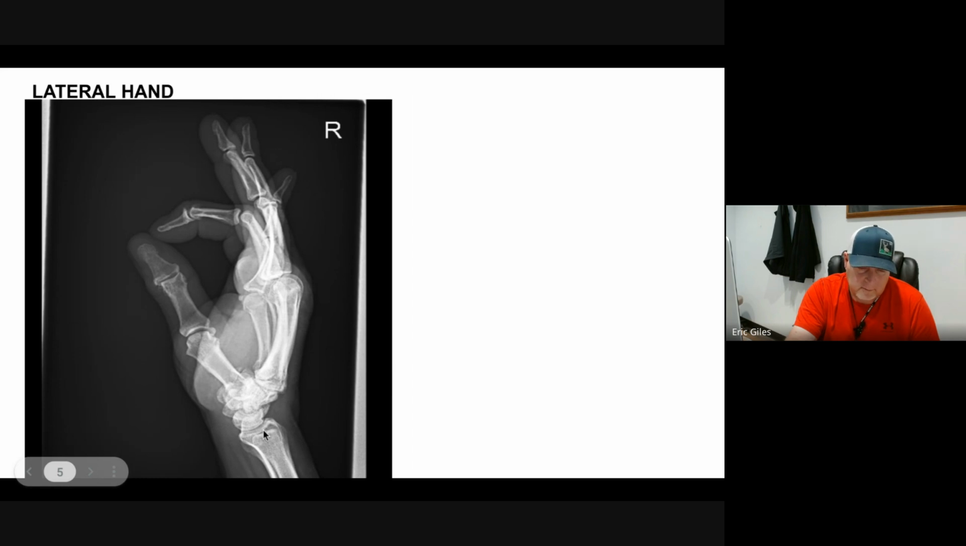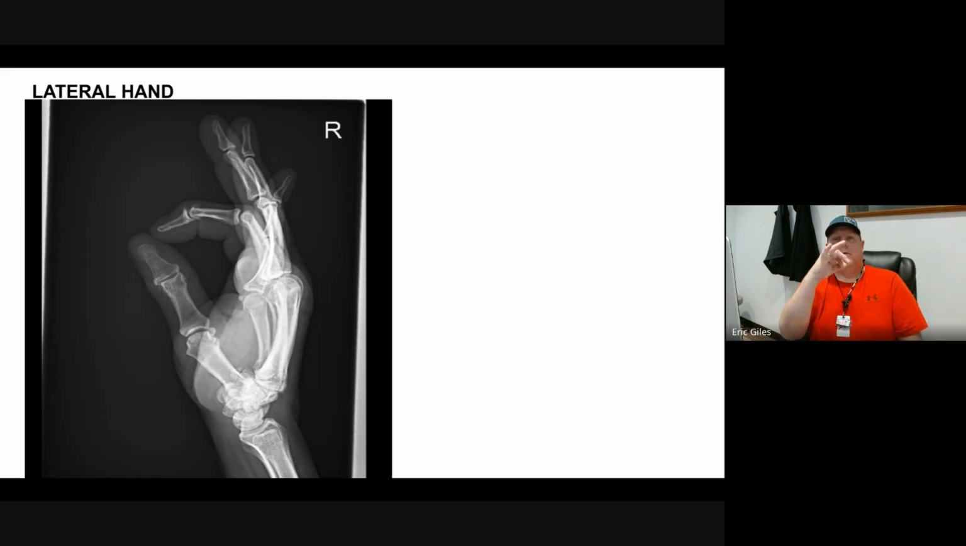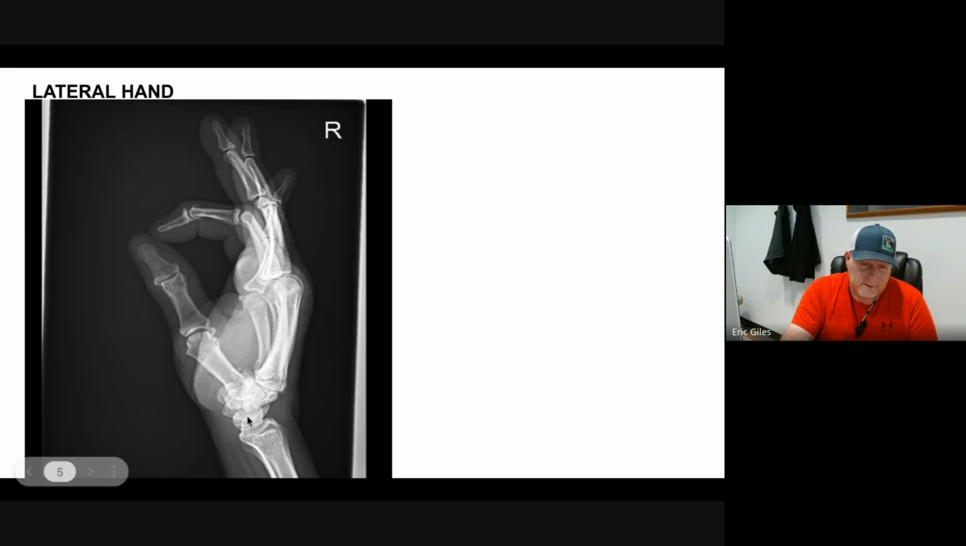The radius and ulna are over top of each other. Not bad. Just make sure if you're going to do the fan lateral, make sure those fingers are spread out, so you can see between the distal phalanges. And if you need to help that patient do that, feel free. If you need to move their pinky out a little bit and spread their fingers out a little bit, there's nothing wrong with that, as long as you're not hurting the patient. Just make sure you're getting a good look at those distal phalanges. And the metacarpals here are basically superimposed over each other. It's a good picture that way.